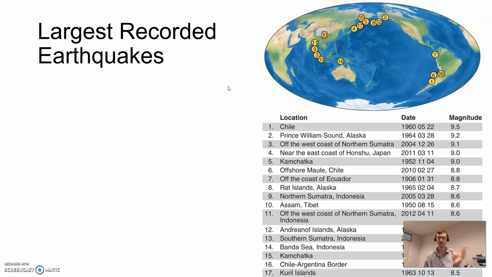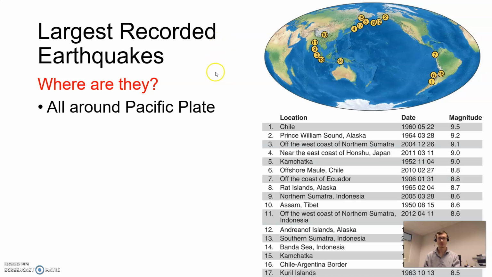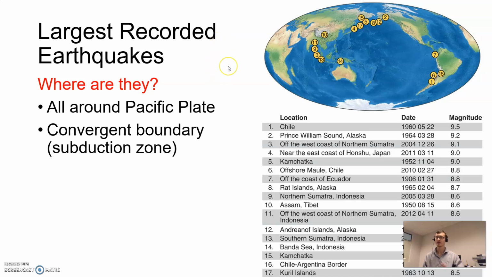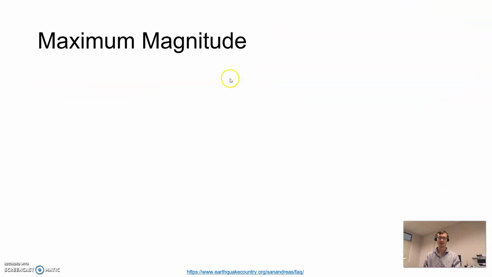This map here has the largest earthquakes we've ever recorded, 1 through about 17 on this map. I'm going to take a second. Where are these? These are going to be on the outside of the Pacific Ocean, Pacific Plate, wherever we have these convergent boundaries, wherever we have this plate subducting beneath continents.